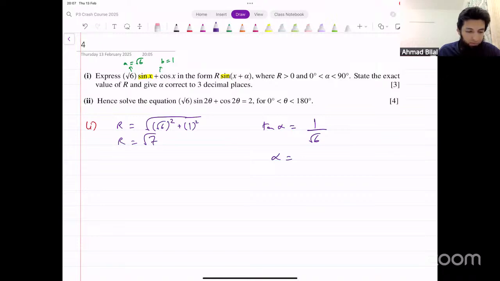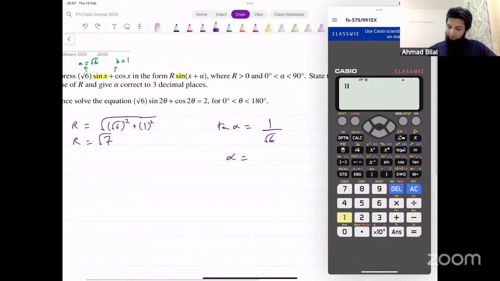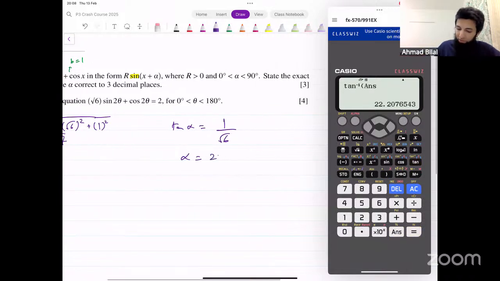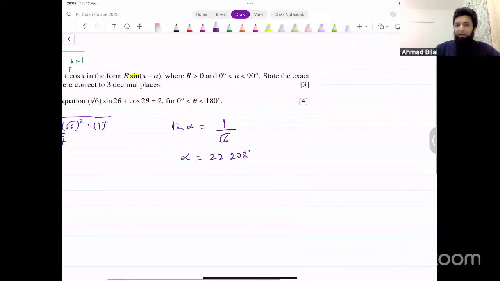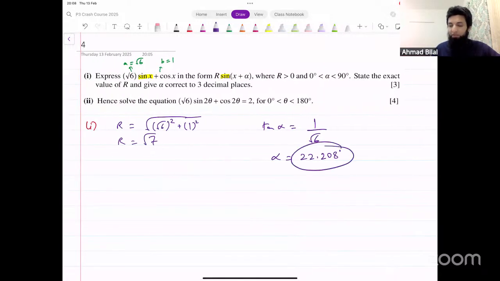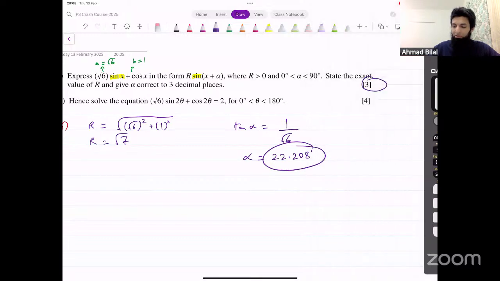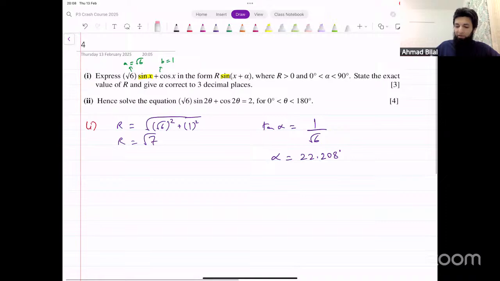22.2. You will lose 1 mark here. The question says, give your answer to 3 decimal places. What's the answer to 3 decimal places? 1 over square root of 6, tan inverse of that, in degrees. It's 22.208. If you write anything other than this, even 207, you lose 1 mark. You have to round off the last decimal place. So it's 208. That's the value of alpha that we're getting in the first part.